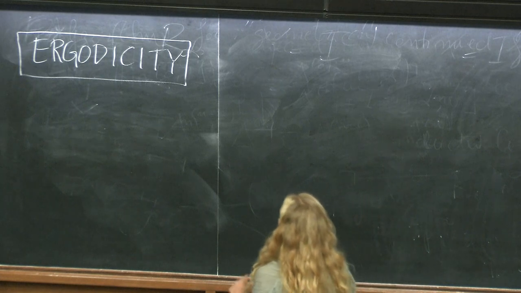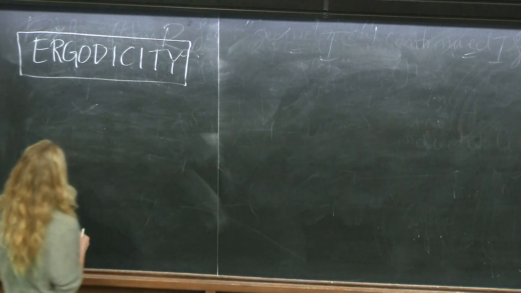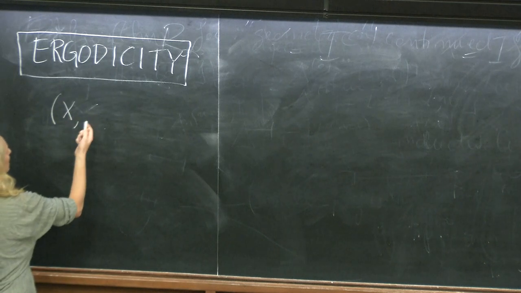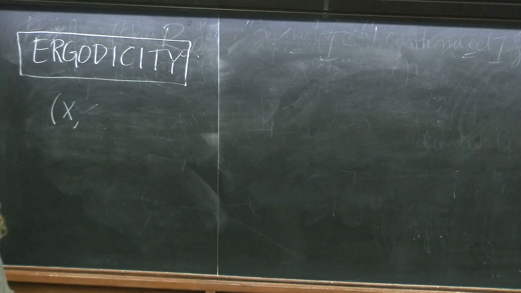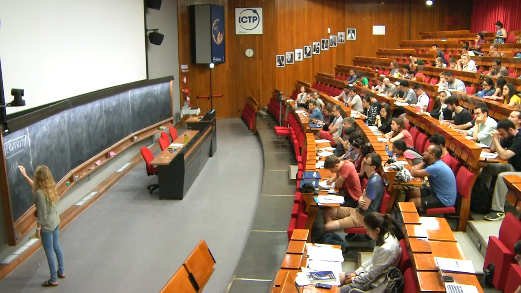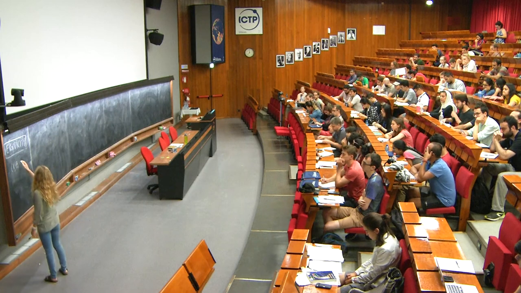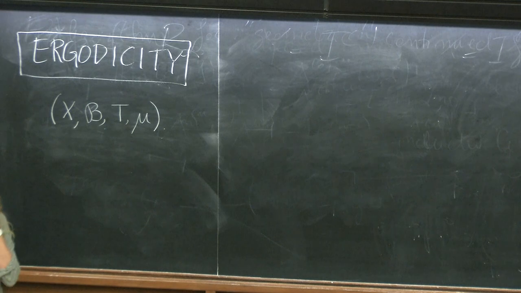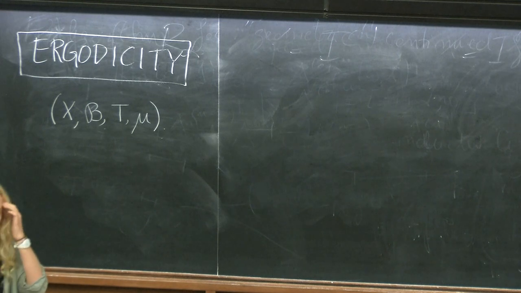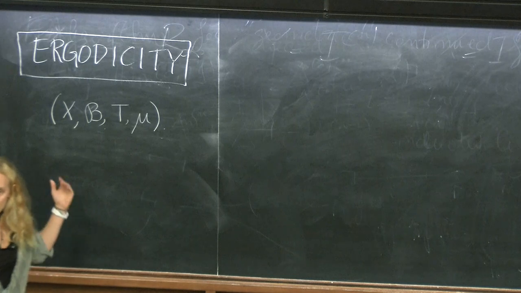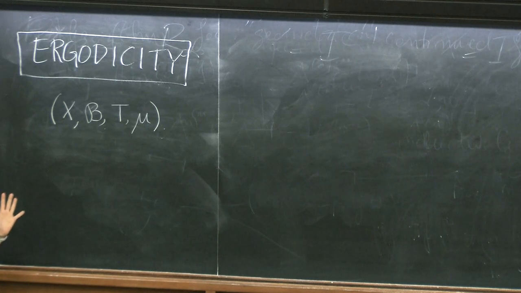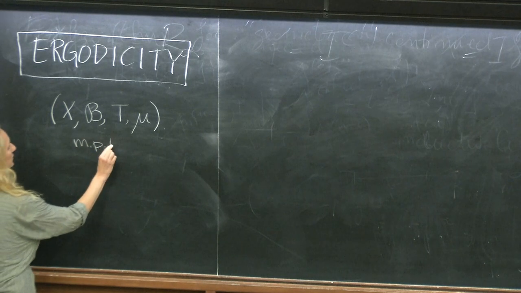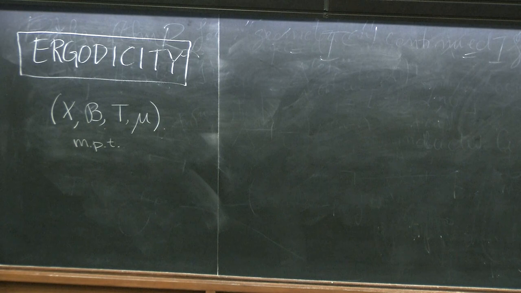So, just to remind you of our setup, as at the beginning of every class: we have some space, some set X. We have the Borel sigma algebra, the measurable sets of X. We have a transformation T from X to X, and we have a probability measure μ. I'm going to assume that μ is T-invariant. So we're always talking about a measure-preserving transformation, and I'm going to write MPT so that I don't have to write measure-preserving transformation every time, okay?